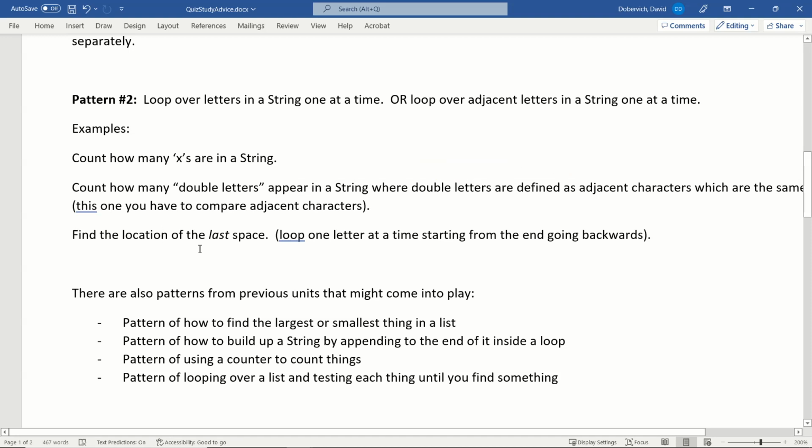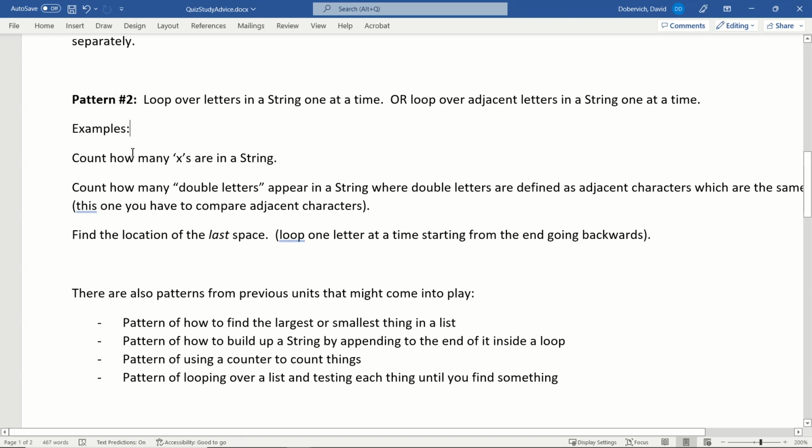We had to use that pattern when we wanted to find the location of the last space in a string. The first space in a string, everybody used index of to find the index where the first space occurs. But probably the easiest way to find the index of the last space was to use a for loop, but instead of looping from 0 up to the end of the string, we start looping from the last index going backwards. And so that's another example of how each of these patterns has several variations.